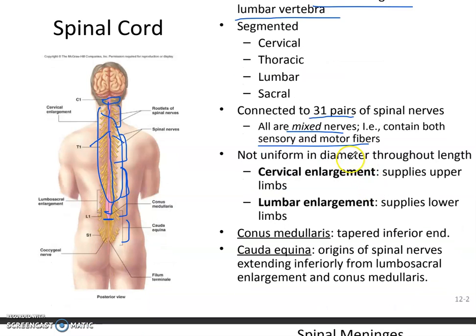And they are not uniform in diameter through their length. The cervical segment supplies the upper limbs and the lumbar segment supplies the lower limbs. Then there is the conus medullaris, the tapered inferior end. Here is the conus medullaris, and the cauda equina. It is the origin of the spinal nerves and extends inferiorly from the lumbosacral enlargement and conus medullaris. Basically, this is the cauda equina.